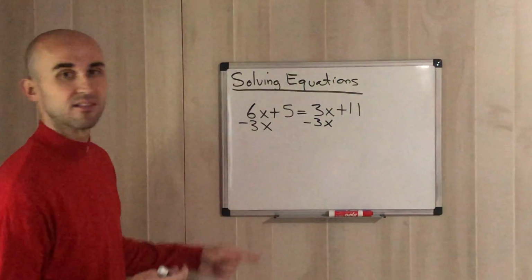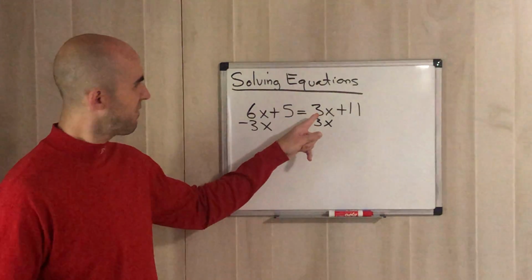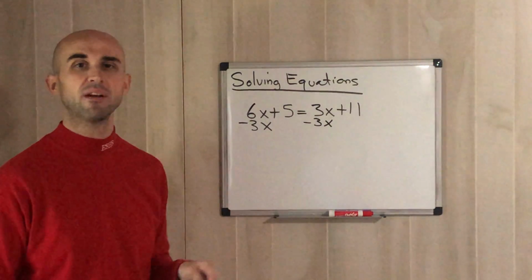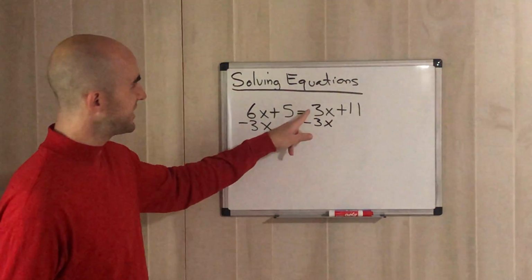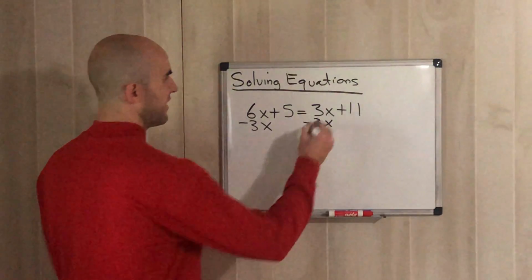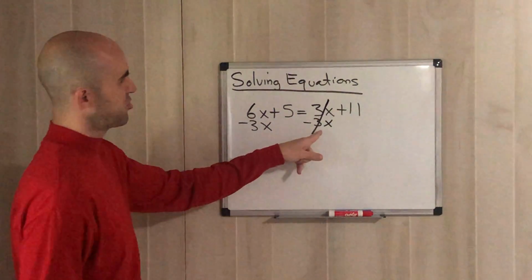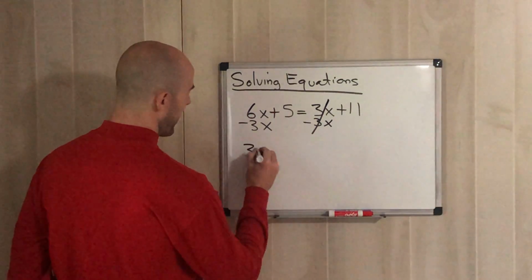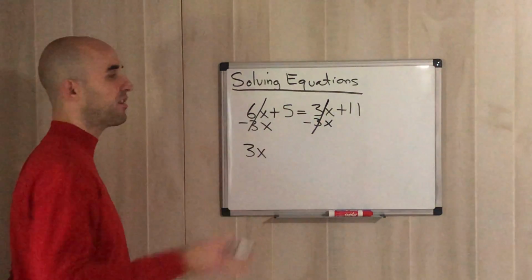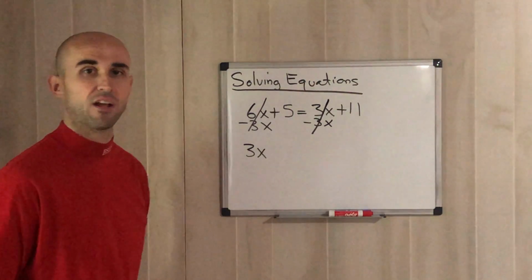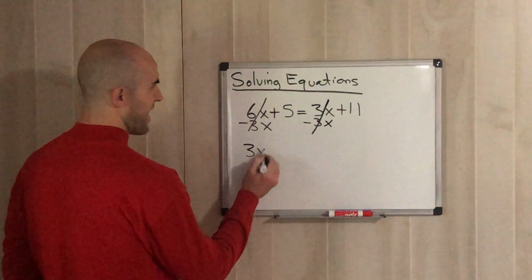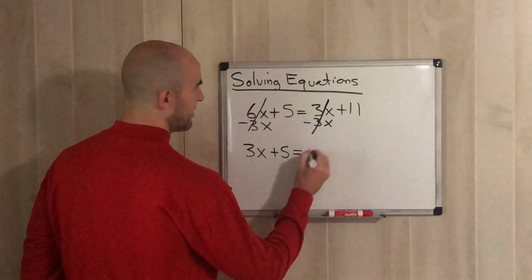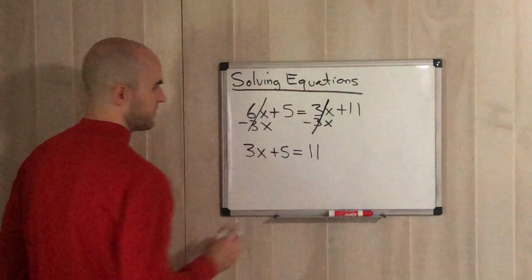Again, two things. Always get rid of the smallest variable. The smallest variable was 3x, not 6x. And whenever you want to get rid of it, you always have to do the opposite. The opposite of a positive is a negative. That cancels. And if I subtract 3x from here, I have to subtract 3x from here. 6x minus 3x gives us 3x. And now once you've gotten rid of the smallest variable, it's become a problem that all of you can do, because we have 3x, we now have plus 5, we have an equal sign, and we have 11.